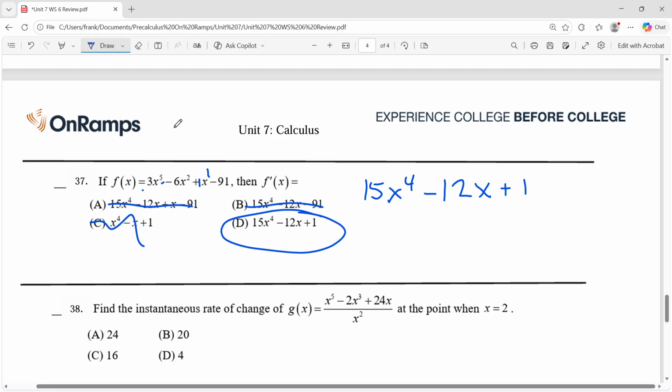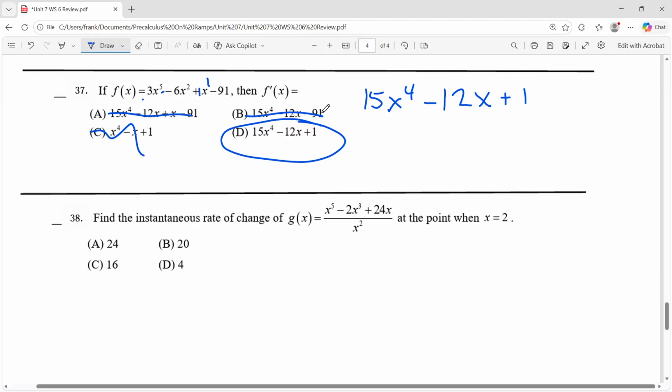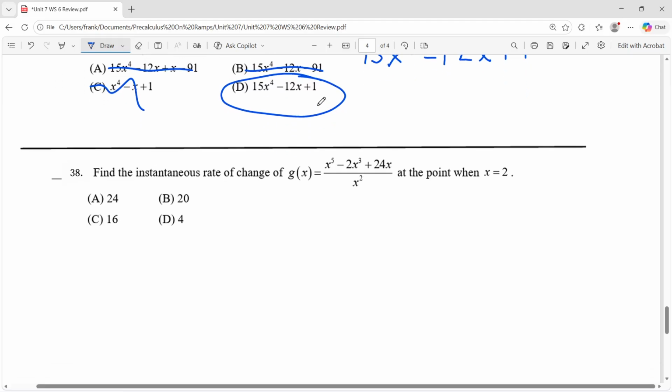It's D. Find the instantaneous rate of change when x equals 2. Well, I'll just find the derivative and then plug in 2. That'll be the instantaneous rate of change. So I can rewrite g of x. I'm going to get that out of that denominator. 5 minus 2 is 3, so this is x to the third. 3 minus 2 is 1, minus 2x. This is really a 1. 1 minus 2 is negative 1, plus 24x to the negative 1. See, now I can use the power rule.